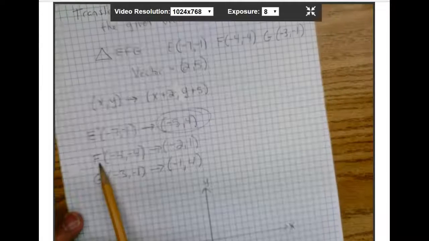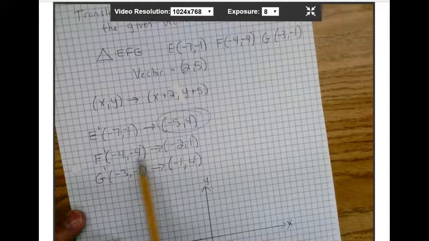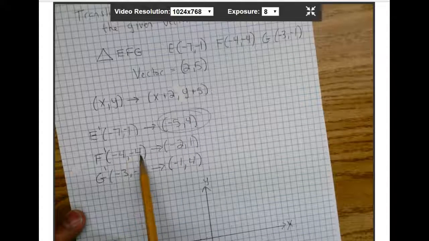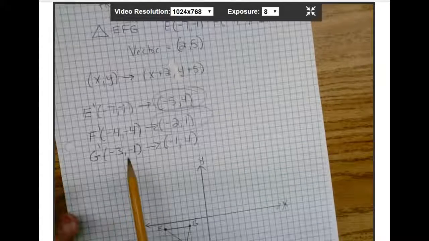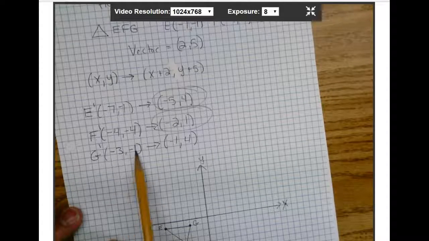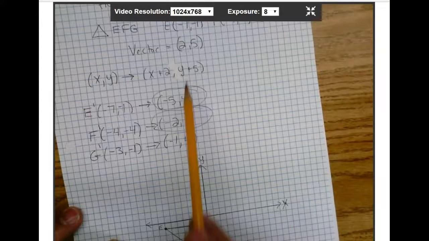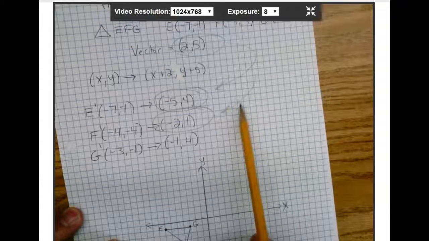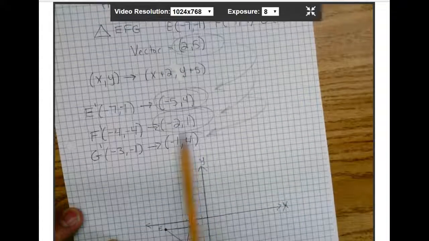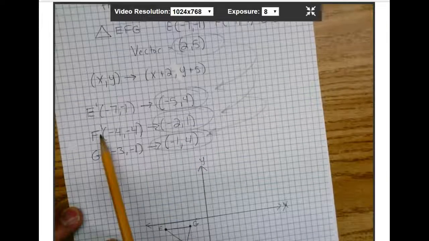And then F becomes F prime when we add 2 and 5. F starts at negative 4 and negative 4, and we get negative 2, 1. That's our F prime. And then G is negative 3, 1, and the new points are going to be negative 1 and 4, because we're just taking this vector and adding it to each one of the x's and the y's. Okay? And we get these new prime locations: G prime, F prime, and E prime.